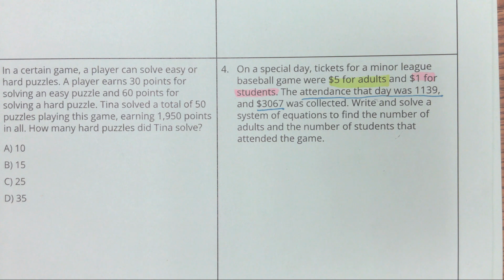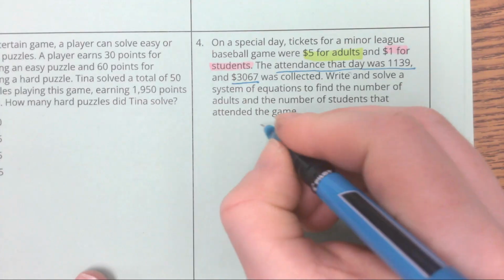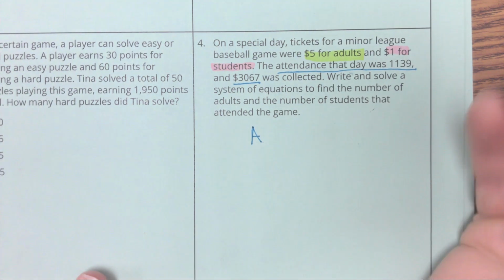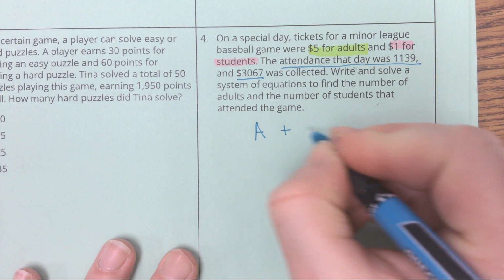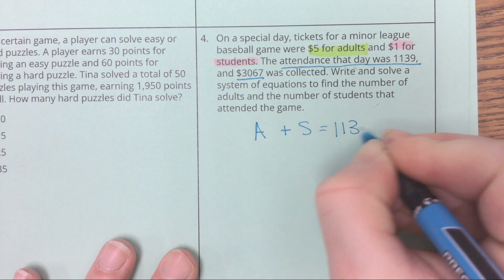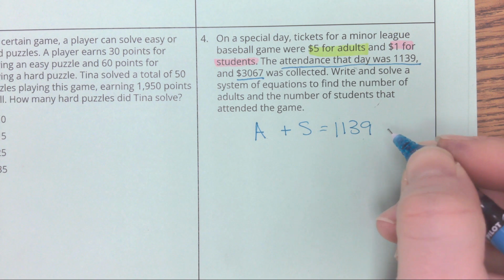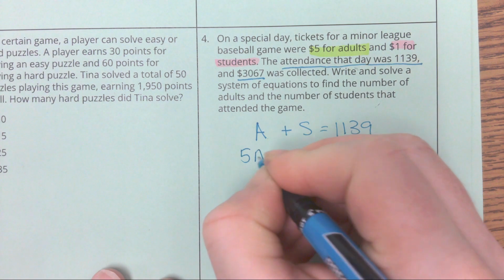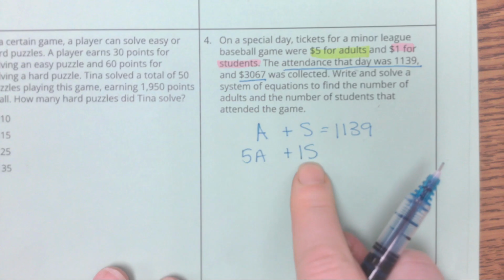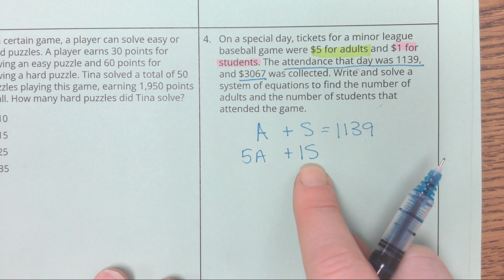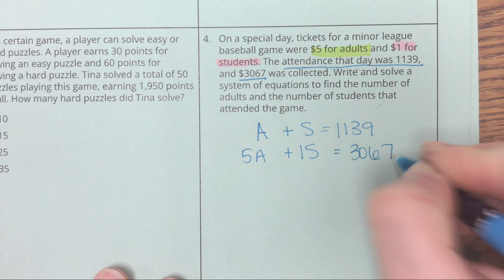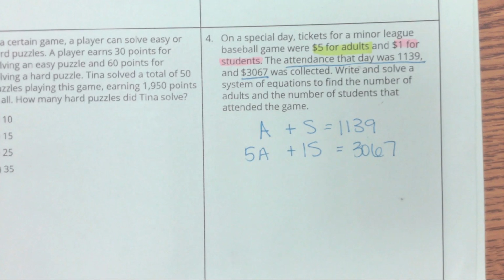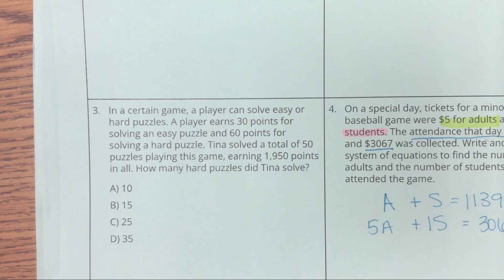Okay, what did you get for one of your equations, adults? Now I don't really usually like S's, especially with me. My S's look like 5s, okay? But I will. Adults plus students equals 1139. Okay, and then 5A plus 1S. Do we really need that there? I'm just emphasizing the $1, right? Equals 3067. Okay, good. Now let's go over to 3, very similar.